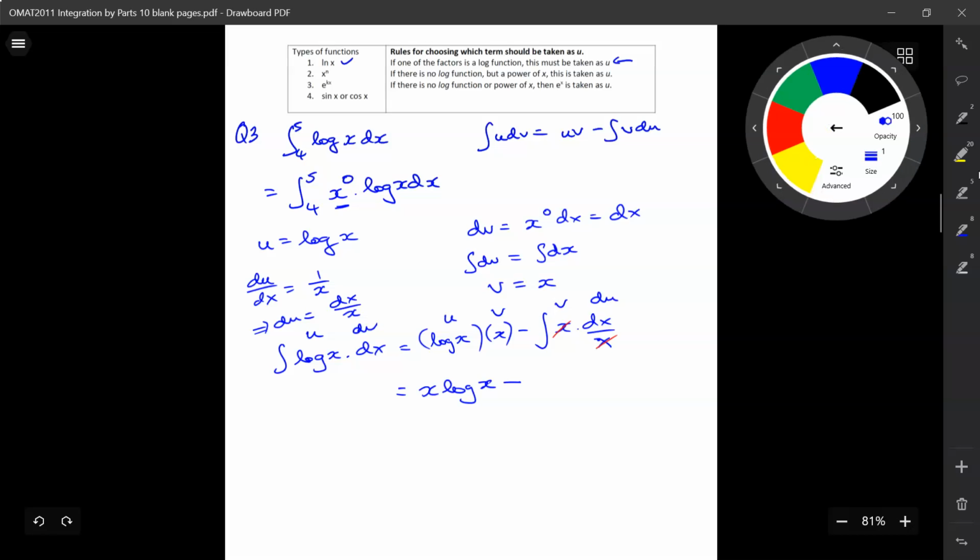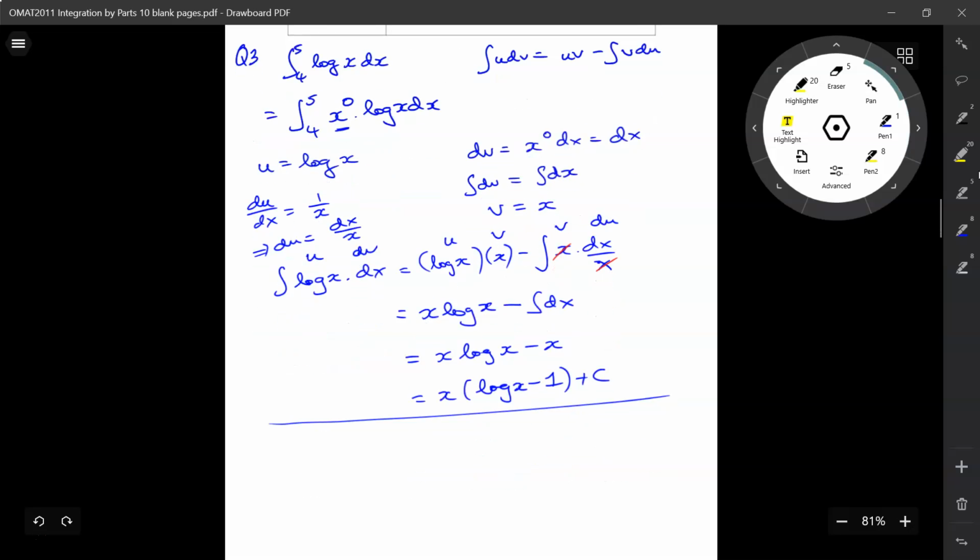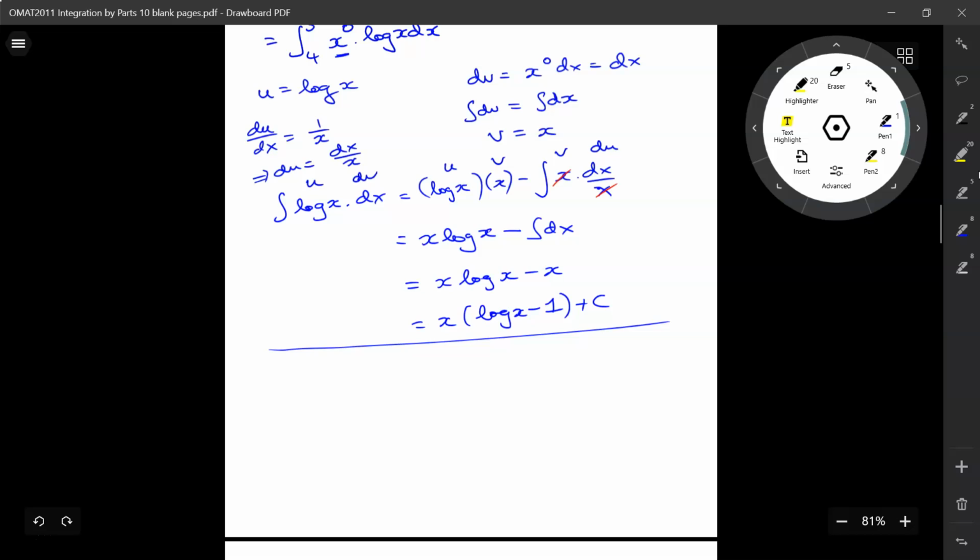So what we end up with here is the integral of dx. That gives us x times the log of x minus x, which is x times the log of x minus 1, plus a constant of integration. But of course we're going to do this as a definite integral. So if I just scroll down a little bit, our integral from 5 to 4 of the log of x dx is x times the log of x minus 1, and we're going from 5 to 4, 5 down to 4.